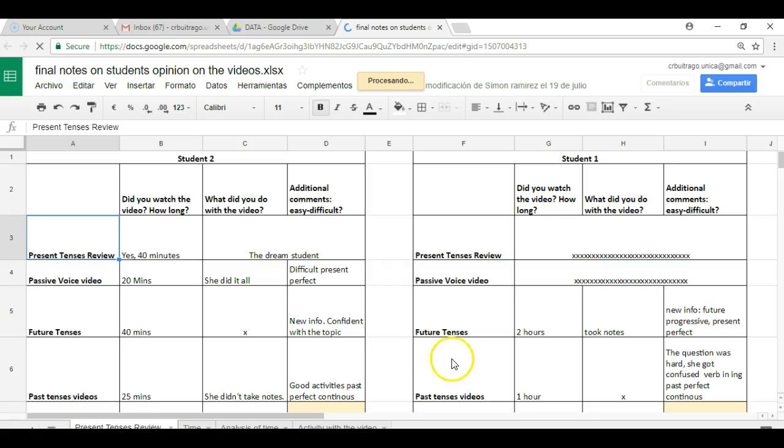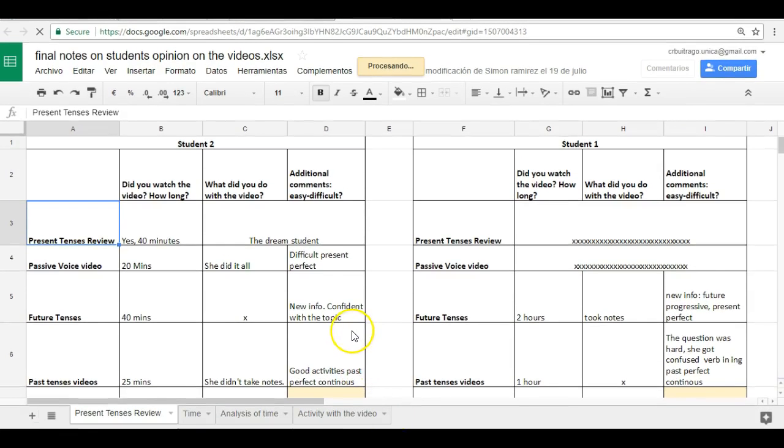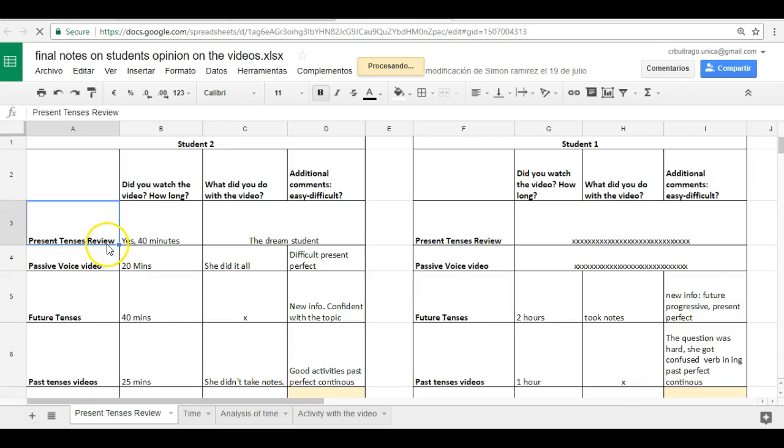So what I did was I handed in all those notes to Simon, who later coded and organized them. So what he did first was, I had the information organized by topic, by grammar topic, and what Simon did was organize it by student.